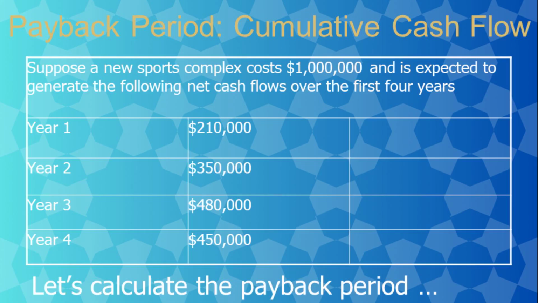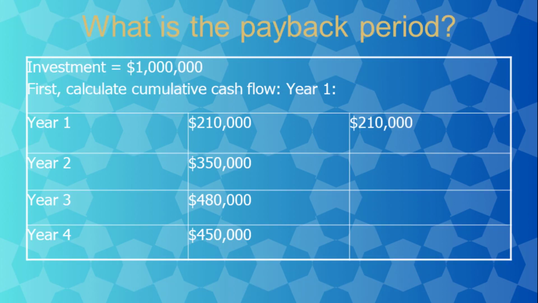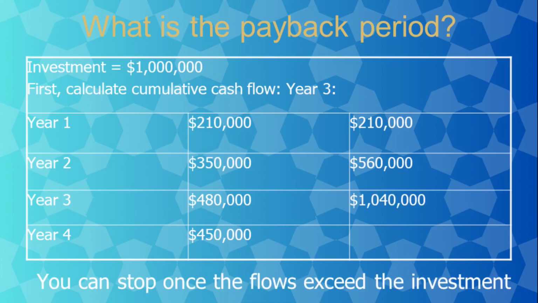Let's calculate the payback period for a new sports complex costing $1 million, with projected net cash flows over the first 4 years. In the first year, the sports complex generates $210,000 in net cash flow. In the second year, the cumulative cash flow increases to $560,000 with an additional $350,000. By the third year, the cumulative cash flow reaches $1,040,000, surpassing the initial investment.